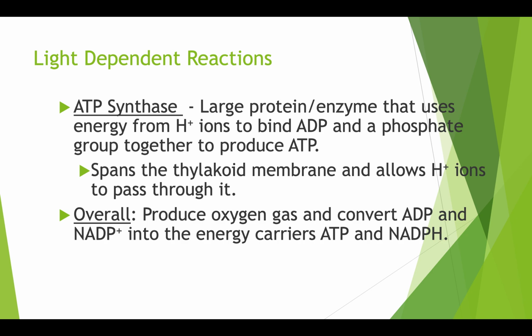ATP synthase is an enzyme, a large protein, that uses energy from the hydrogen ions to bind ADP and a phosphate group together to produce ATP. ATP synthase spans the thylakoid membrane and allows hydrogen ions to pass through it. So overall, you produce oxygen gas and convert ADP and NADP+ into the energy carriers ATP and NADPH.